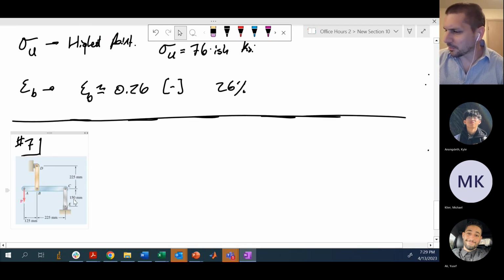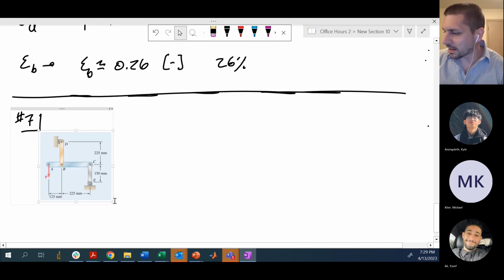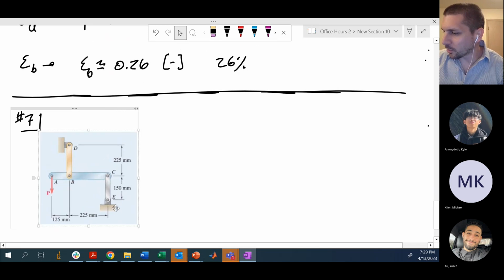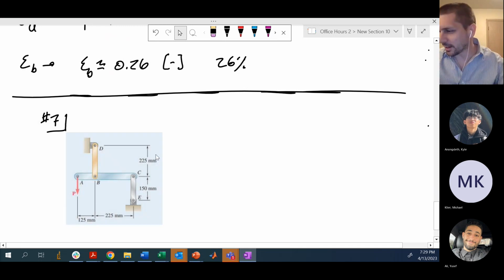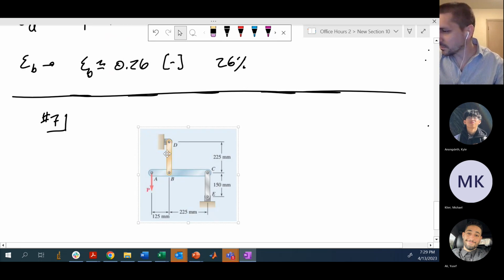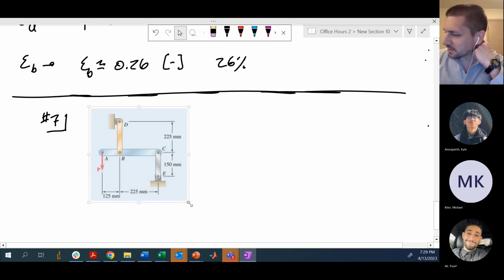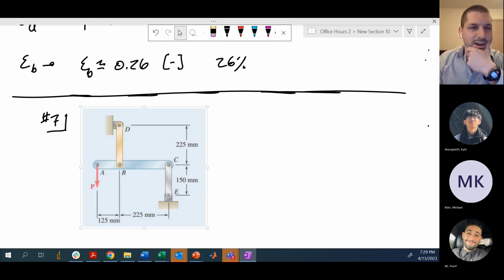We've had a couple of problems now similar to this. I think we did one in class and we had one for the homework. Both used one member that was completely rigid. In this case, we have a similar idea. This time, member ABC is completely rigid, and BD and CE are not.